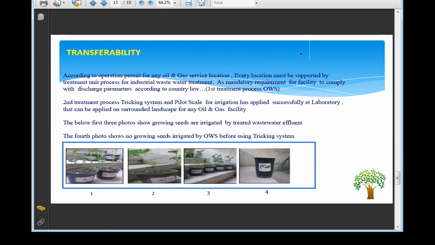The treated wastewater after the treatment. You have 3 minutes. Okay, I don't get it.